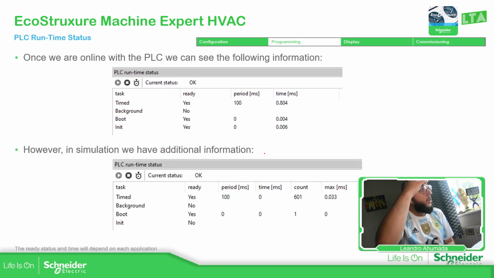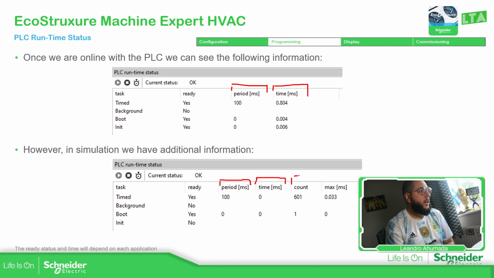As I never use it, I just tested it when doing this presentation, and I saw that we have different variables to see in simulation and when we are connected with the real PLC. On the real PLC, we just see the period configured and then the actual time. If you're in simulation, you see the same period and time, but you also see the counts and the max. I believe this one is good to know. It's a shame it's not in the real PLC, but we have this view.